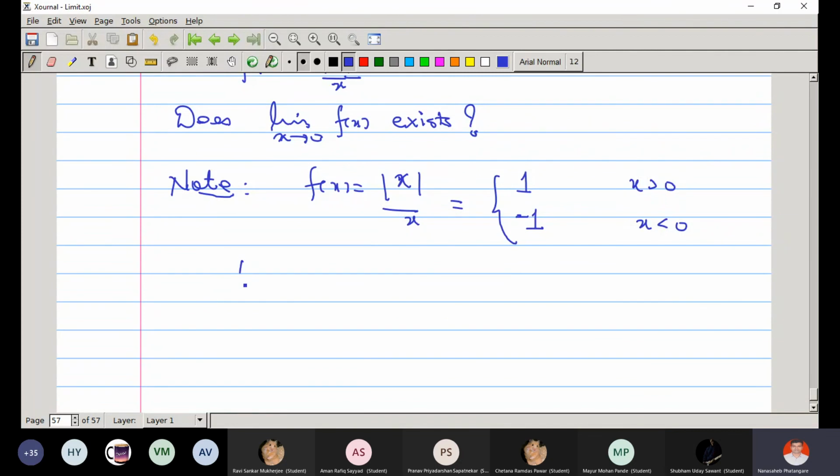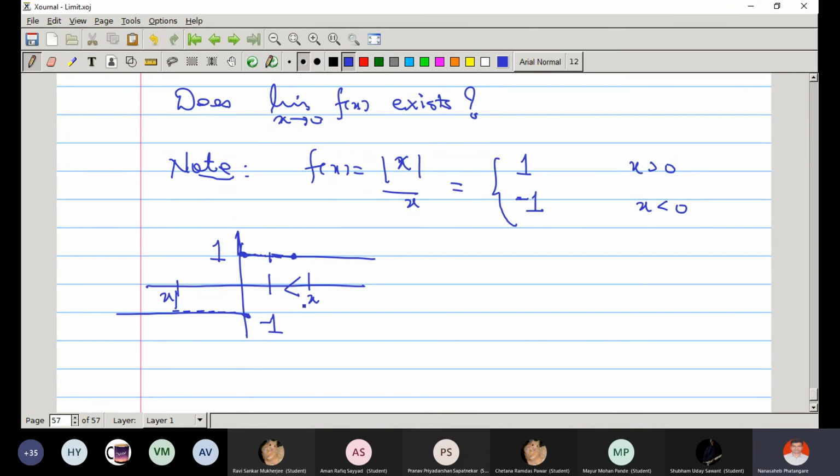And therefore if you sketch the graph of this function, for positive x it is 1, and for negative values it is minus 1. So on the positive side it is constant, on the negative side also constant, but the values are not the same. And therefore if we approach from the right side, the value will approach towards 1. And if we approach from the left side, the value will approach minus 1. So the right hand limit is 1, the left hand limit is minus 1. You check this. They are not the same, so the limit does not exist.